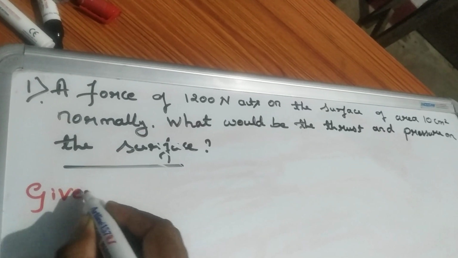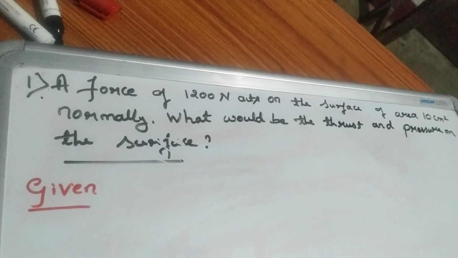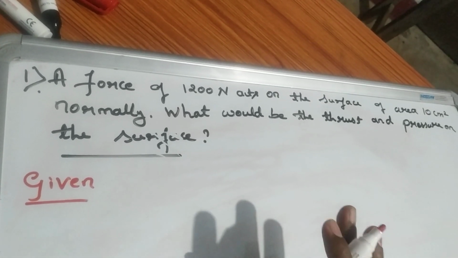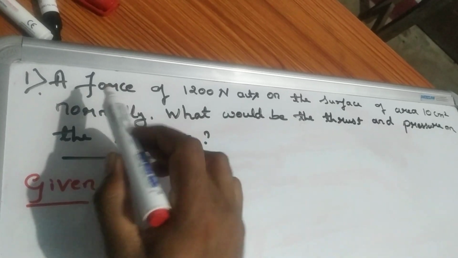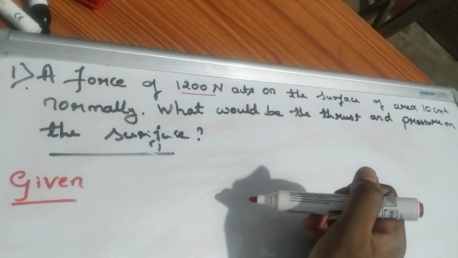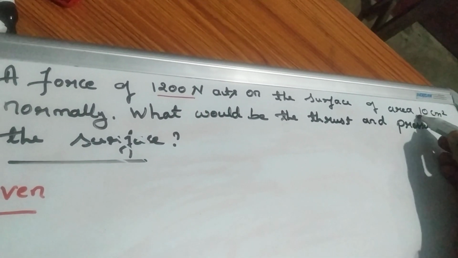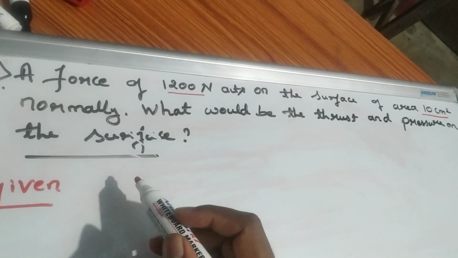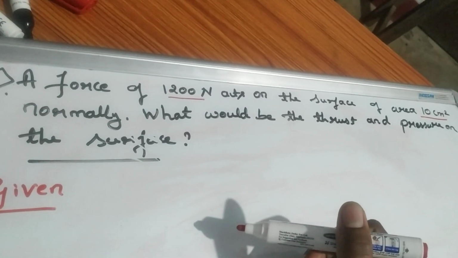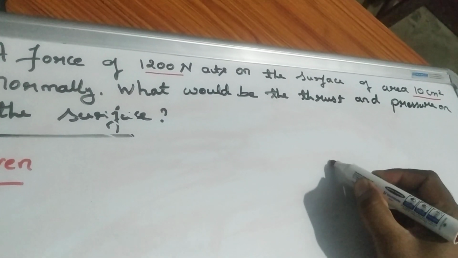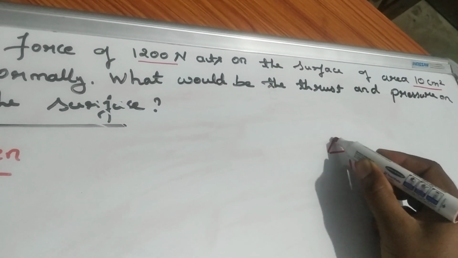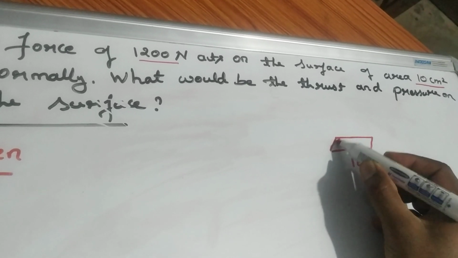First and foremost, to solve any problem, you should know the given things, and you have to read the numerical problem carefully. Suppose a force of 1200 Newton acts normally on a surface of area 10 centimeter square. What would be the thrust and the pressure on the surface? Suppose there is a 10 centimeter square surface.